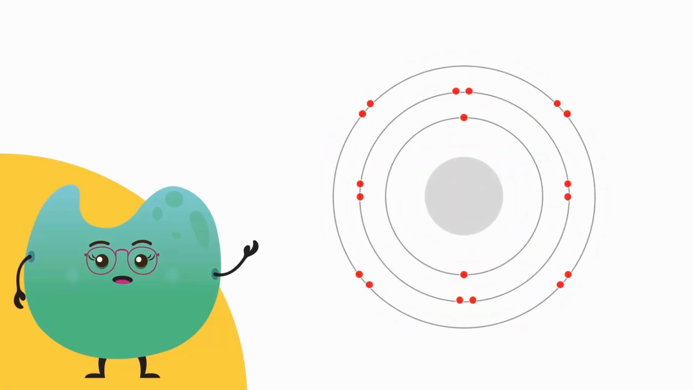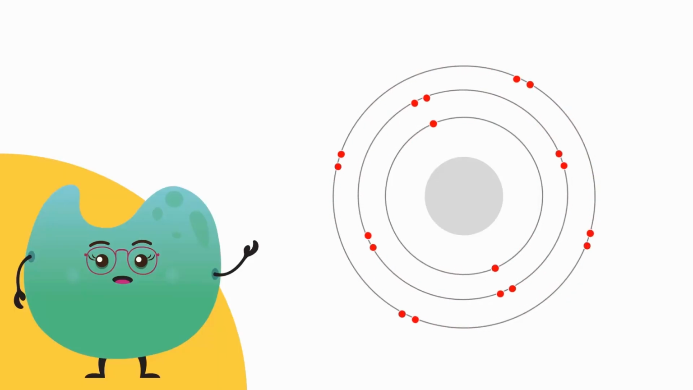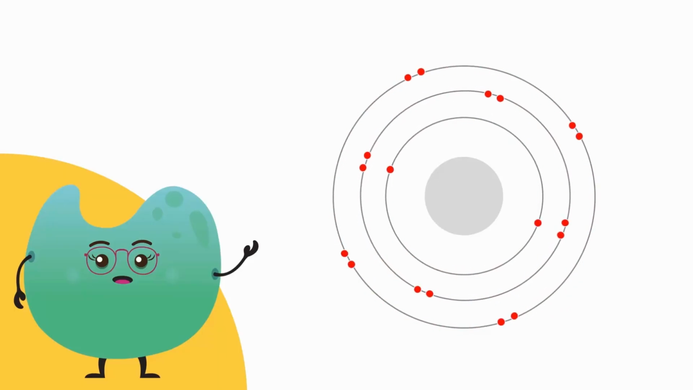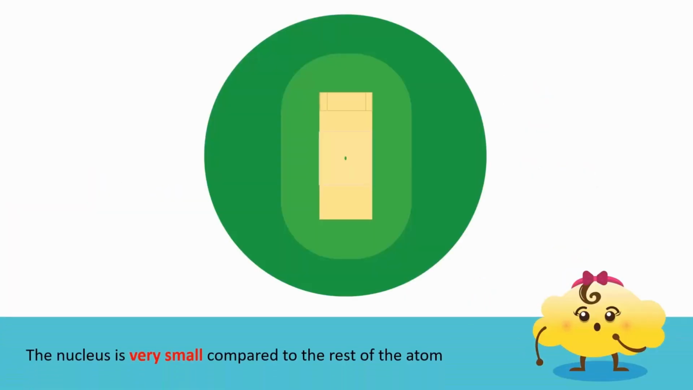It has a heavy nucleus at the center and very light electrons orbiting the nucleus like the planets orbit the Sun. The nucleus is very small compared to the rest of the atom. Just imagine, if an atom is the size of a cricket stadium, then the nucleus is the size of a pea.